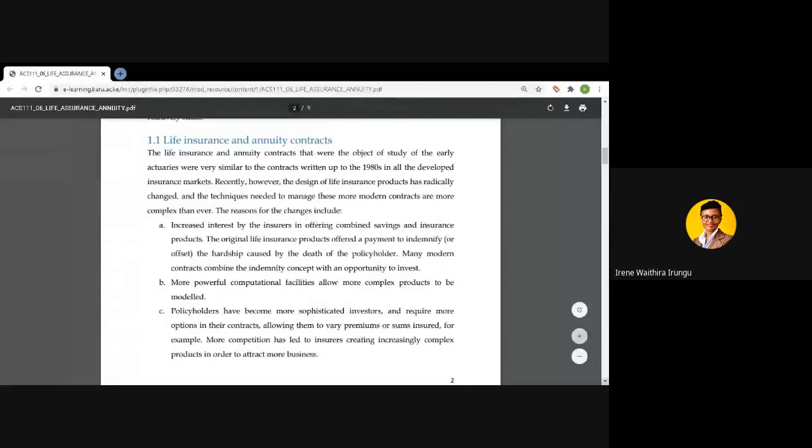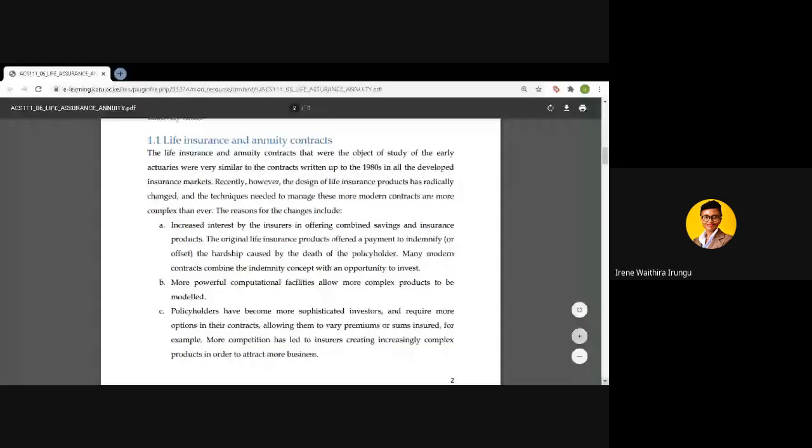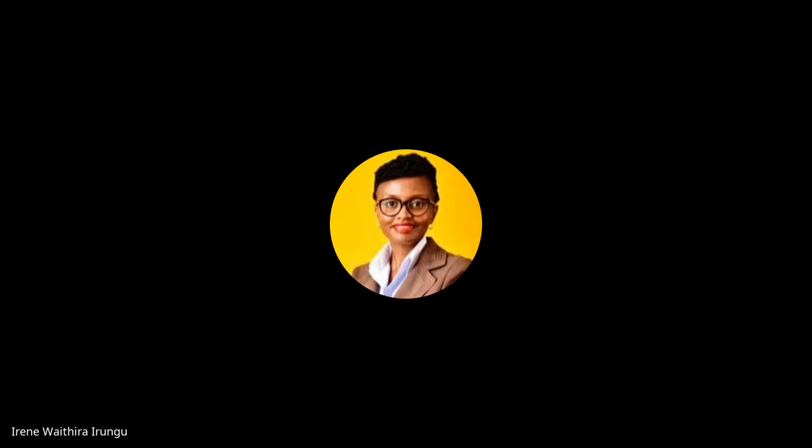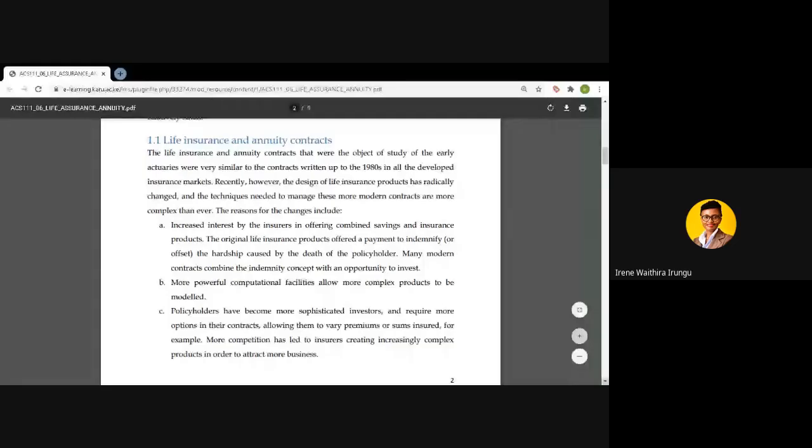policyholders have become more sophisticated investors and require more options in their contracts. Policyholders do not want terms that are fixed, but they want to be able to have contracts which allow them to vary the premiums or the sum assured that is being offered.